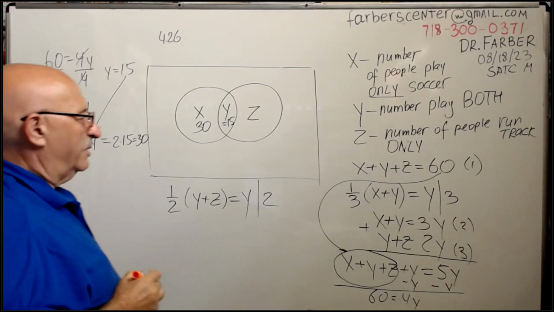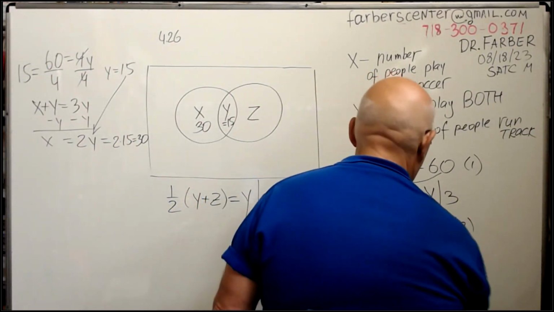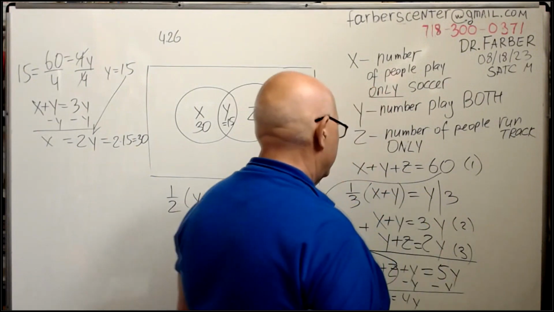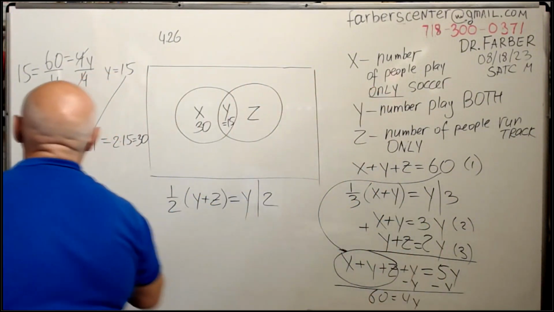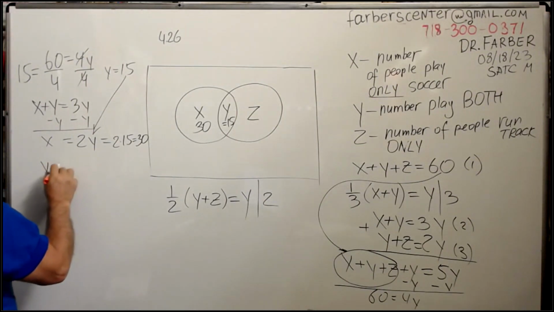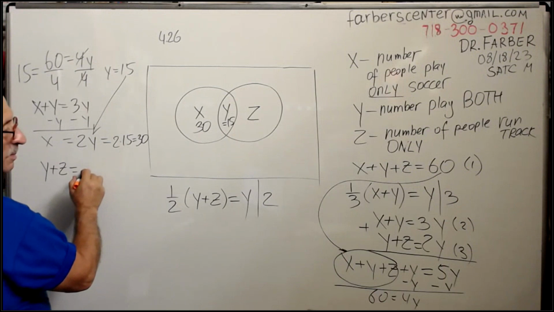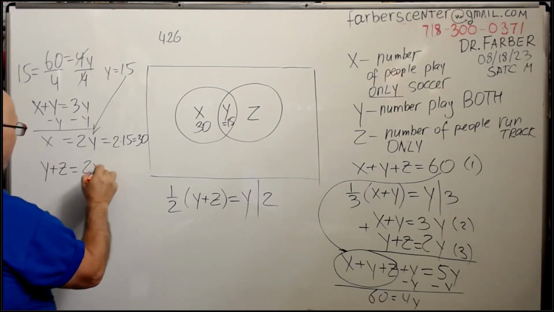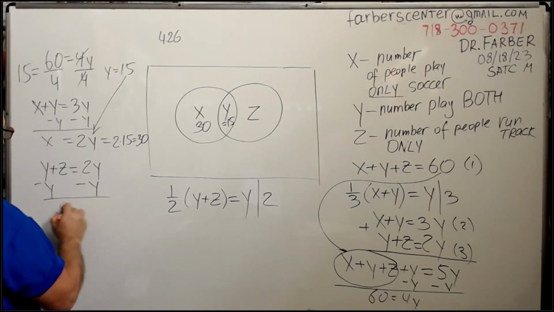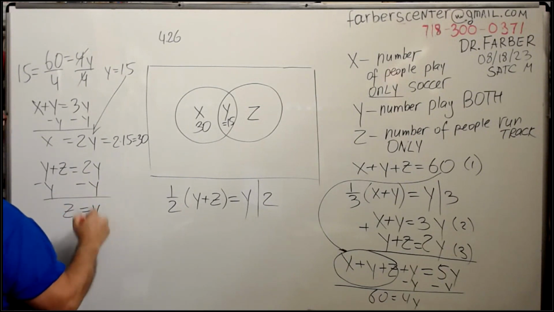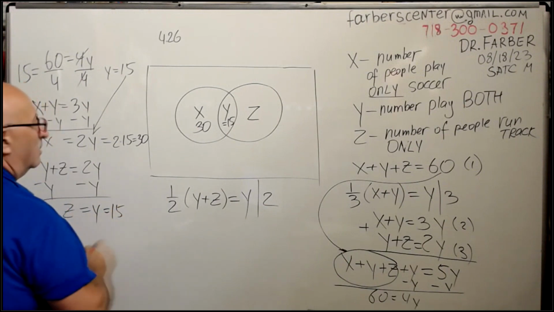Let me take the third one. Y plus Z equals what? 2Y. Minus Y, minus Y, you get Z equals Y. But since Y equals 15, this is 15.